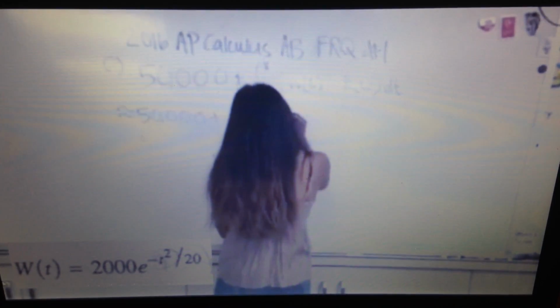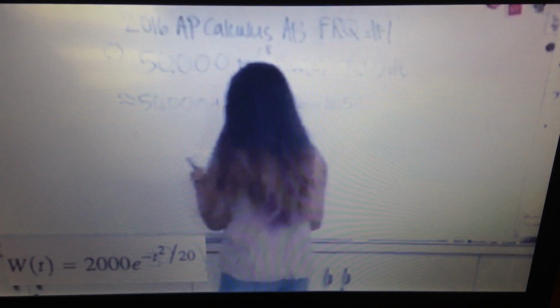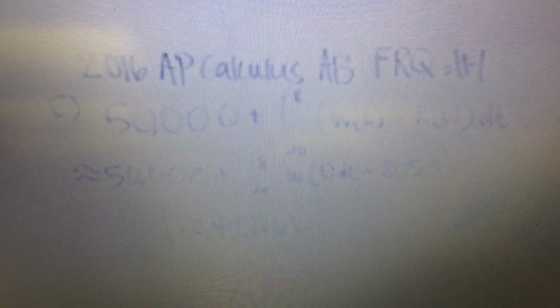Here I am breaking this into 2 integrals, and since we know that the integral of r of t is 8,050, instead of writing r of t, I am writing 8,050. So it is going to be 50,000 plus the integral from 0 to 8 of W of t dt minus 8,050. We plug it into our calculator and get 49,786 liters.